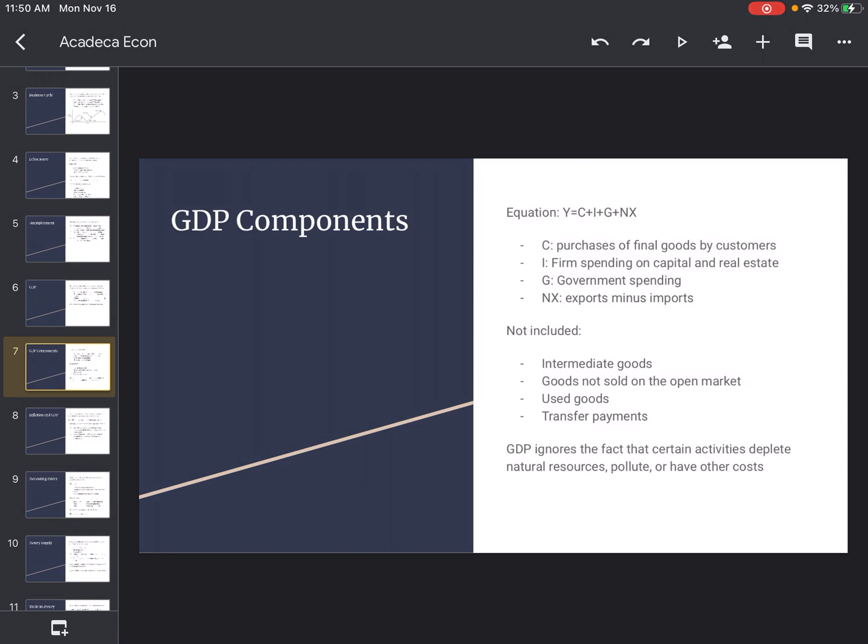And GDP ignores the fact that certain activities deplete natural resources, pollute, or have other costs. So it's purely looking at the financial aspect of an economy or of a certain place.